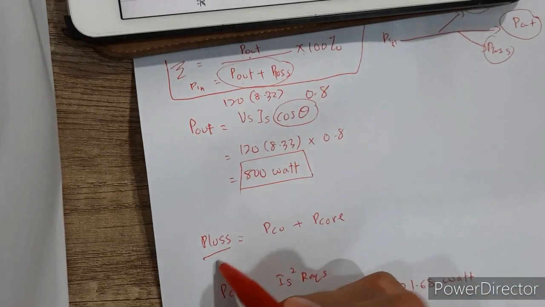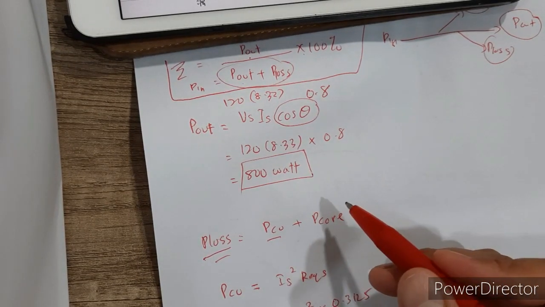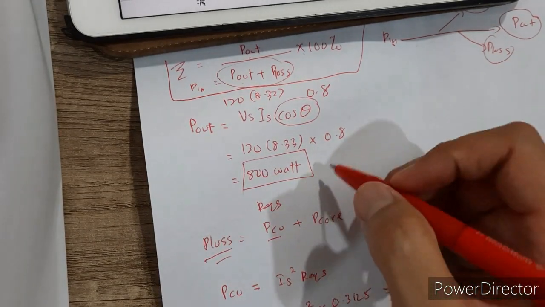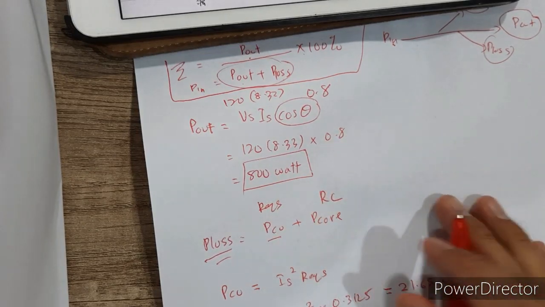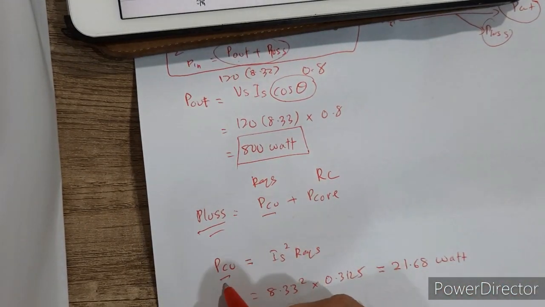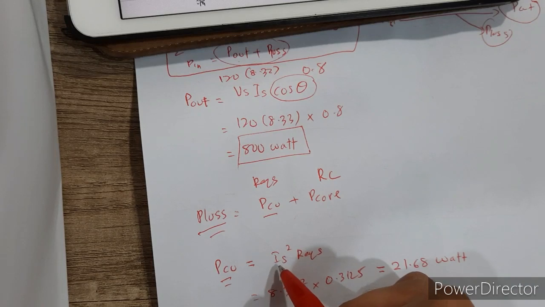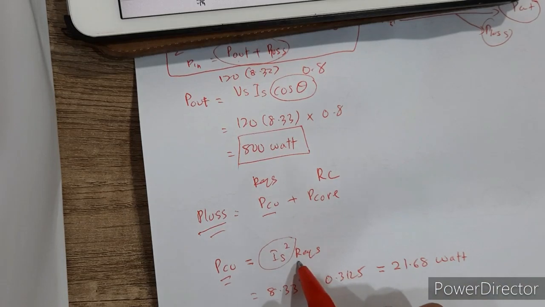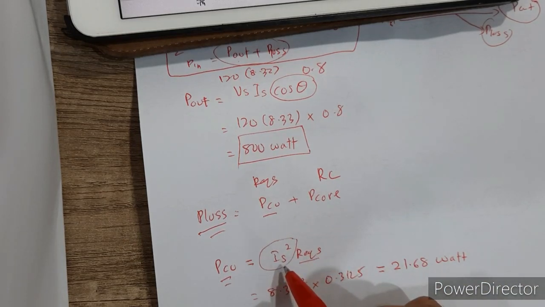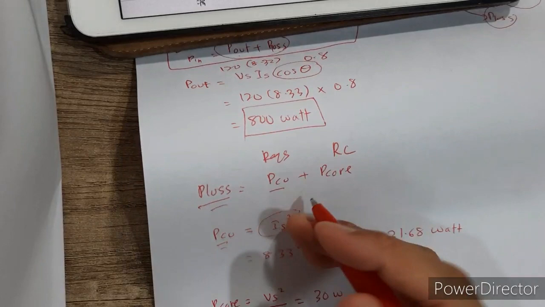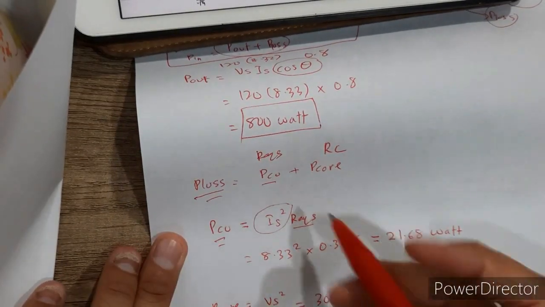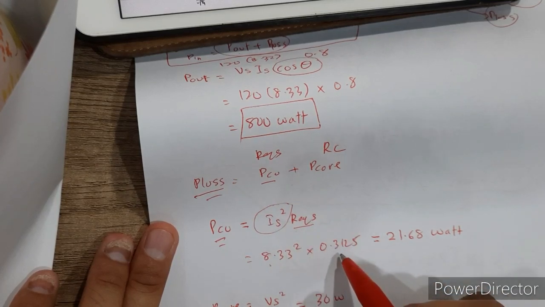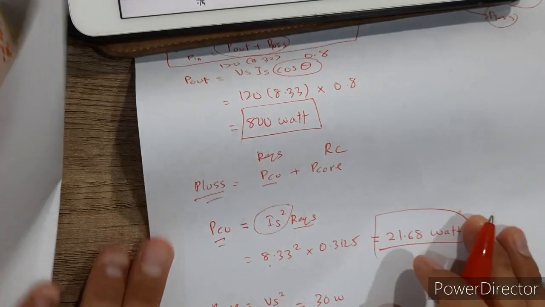And then for P_loss, we have P_Cu and P_core. P_Cu is because of R equivalent S, and P_core is because of R_C. For P_Cu, the equation is Is squared multiplied by R equivalent S, because the current that flows through R equivalent S is Is, the secondary current, since we referred at the secondary side. So 8.33 squared multiplied by R equivalent S, which is 0.3125, and we get this value.